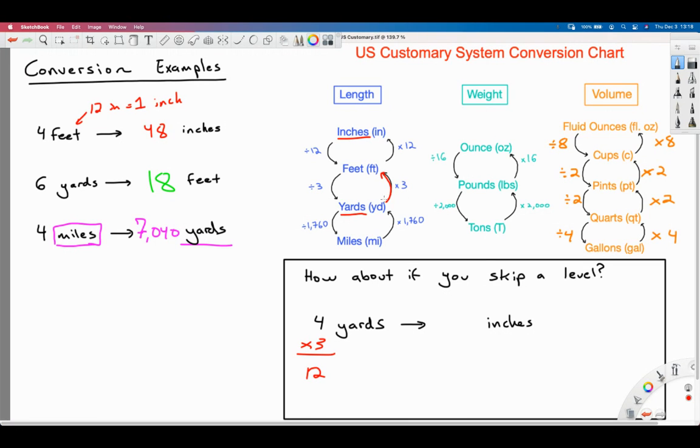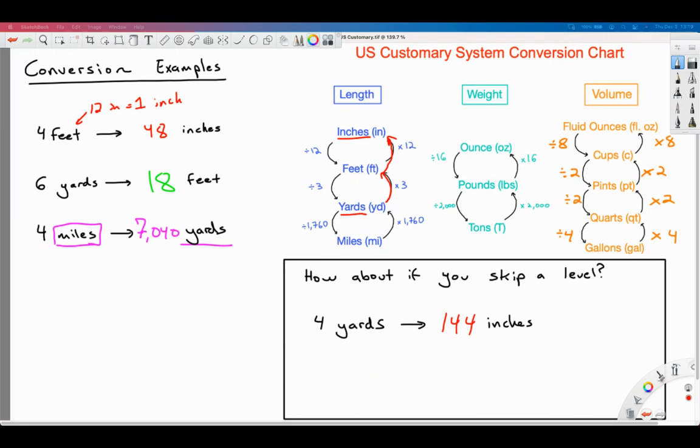But now we have to go all the way to inches. So we'd have to take that unit that we just found, 12 feet, and now multiply by another 12. 12 times 12 would get you to 144, and that would be how many inches are in 4 yards. So the rule of thumb is whenever you jump a level or you have to go through 2 conversions, do both of those multiplications. You don't just choose one. You have to do both of them. You can multiply by 12, then by 3, or vice versa.